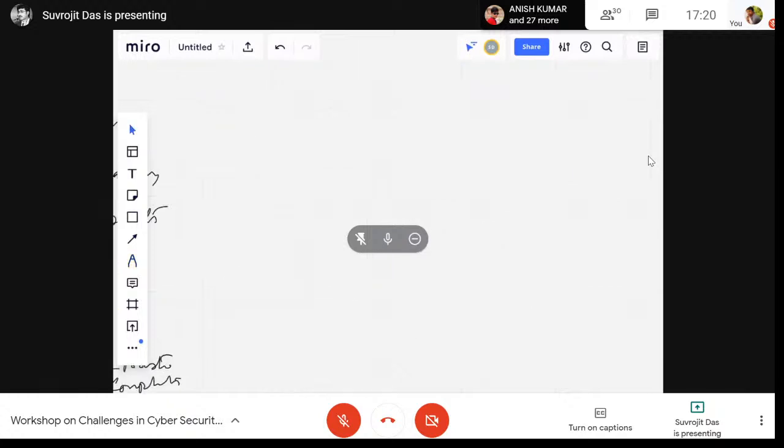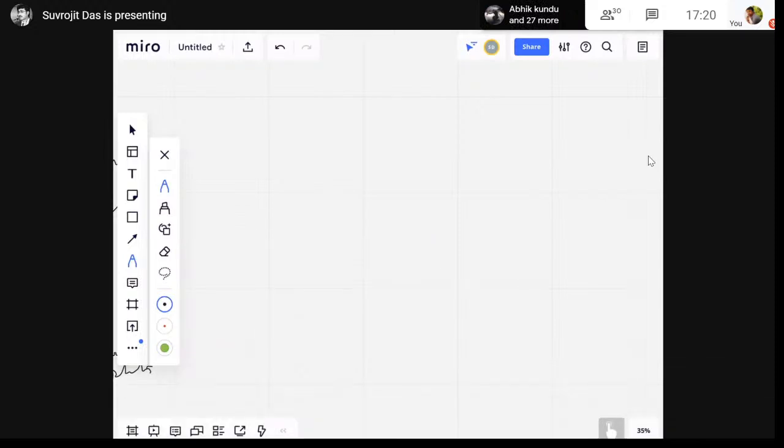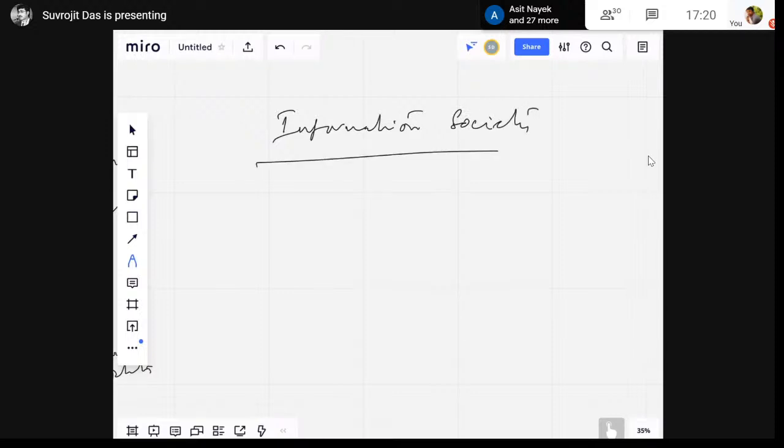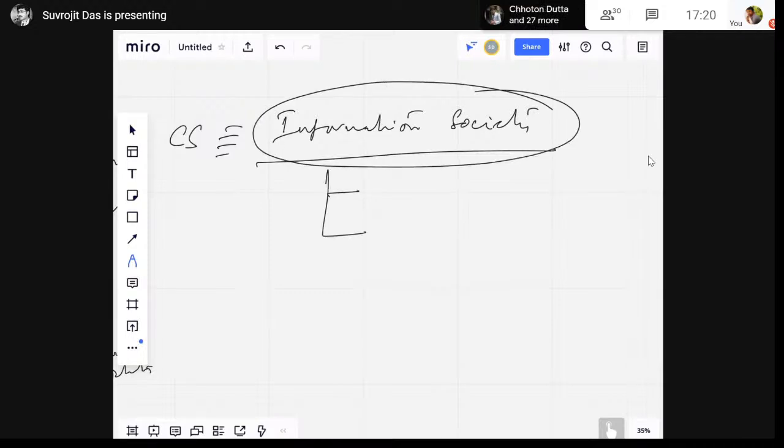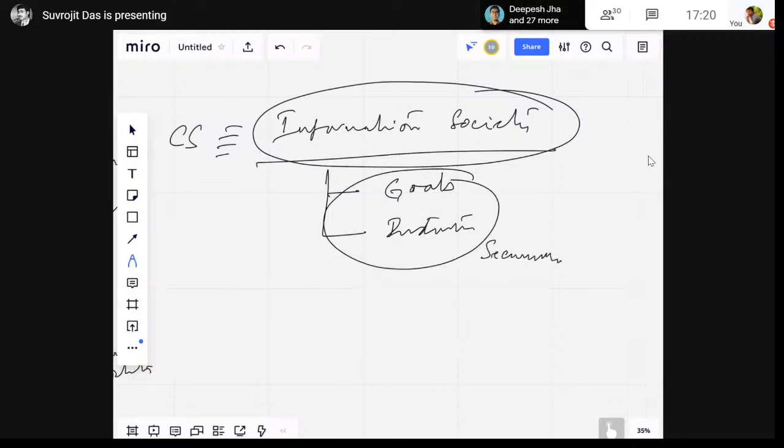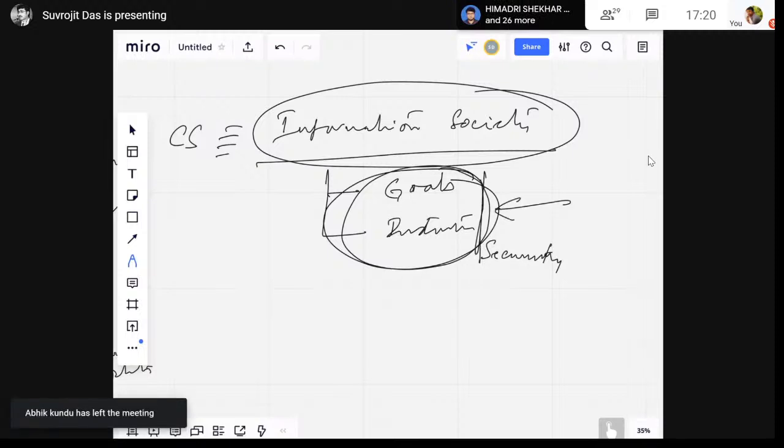So our overall goal should be, since we have defined computing systems in terms of, if I remember properly, an information society. So a computing system can be viewed as an information society, right? And in that information society, we have our individual goals, our interests. And when all these things transcend to security aspects, then the whole concept of studying security is to protect our goals and our interests against adversaries, or attackers.